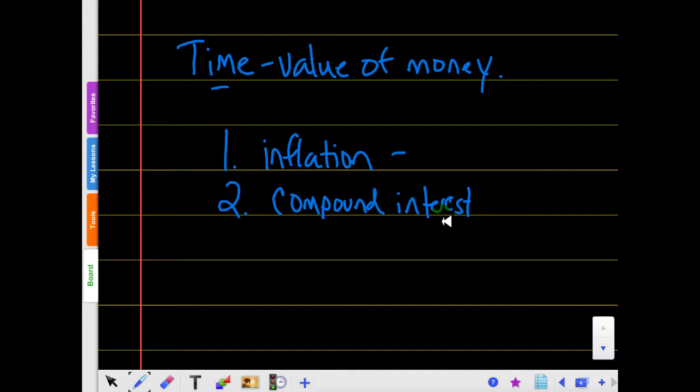So basically, time value of money is money today has a different buying power than the same amount of money later on. That's kind of what you need to know. And the reasons for that is inflation, and I could be making more money.